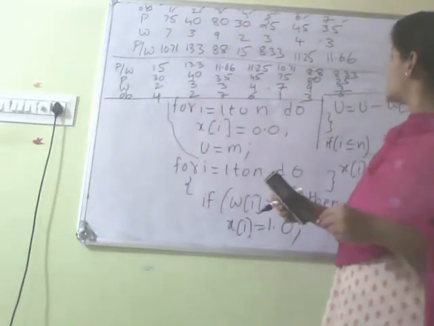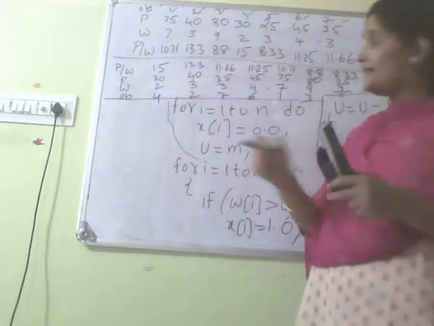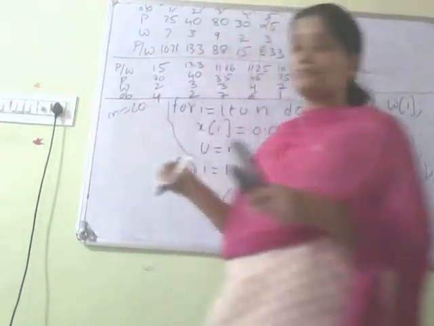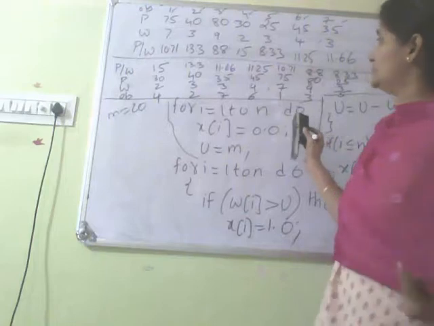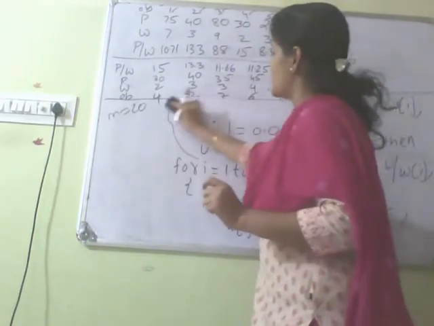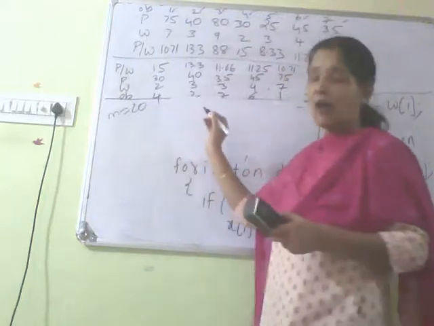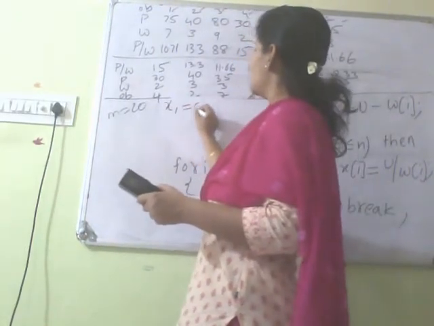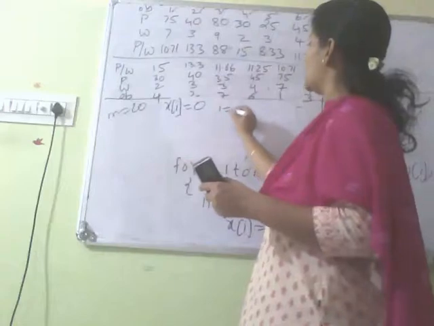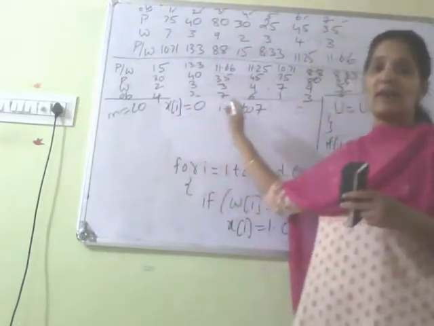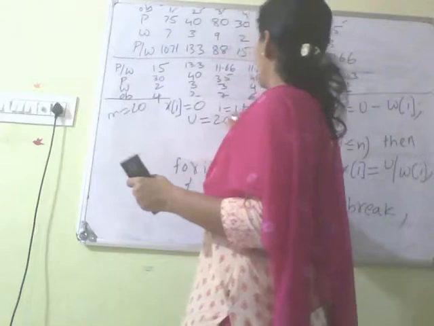What is our knapsack capacity? I think I did not give you the knapsack capacity. Okay, take the knapsack capacity as 20. M equal to 20, you take. So I'm just erasing this. We will start the tracing. All the x values are 0. I is from 1 to 7. That means x1 is 0, x2 is 0, and so on, x7 is 0. Initially, we are taking that. And u equal to 20.